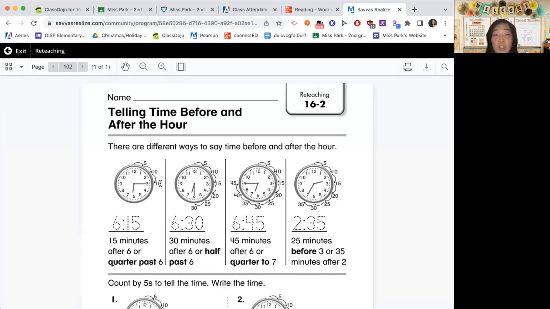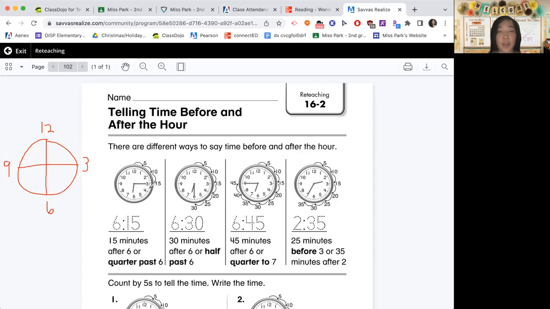So if it is 6:15, that means it's 15 minutes after 6 or a quarter past 6. Think of a pizza, right? If you want a quarter of the pizza, how many quarters make $1, guys? How many quarters make $1? We just did math. 4. So if 4 quarters makes $1, then you need to cut this pizza into 4 slices.